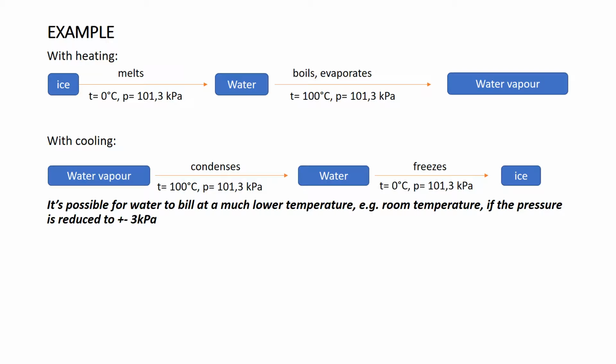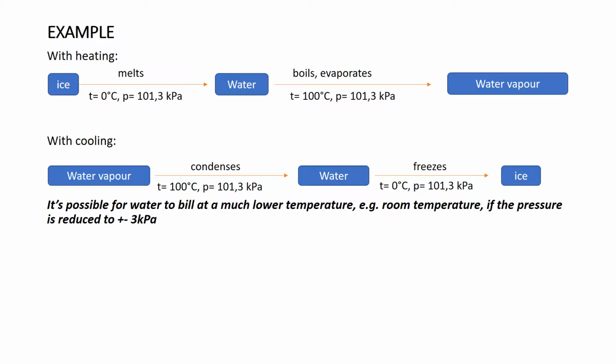We have an example of heating and cooling water. So when we have ice and we melt it at a temperature of 0 degrees Celsius and pressure of 101.3 kilopascals, it's going to go from ice to liquid water, and then we boil the water at a temperature of 100 degrees Celsius and pressure of 101.3 kilopascals to water vapor, which is a gas.